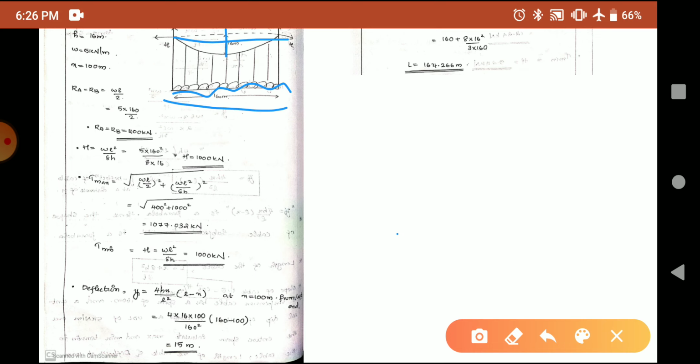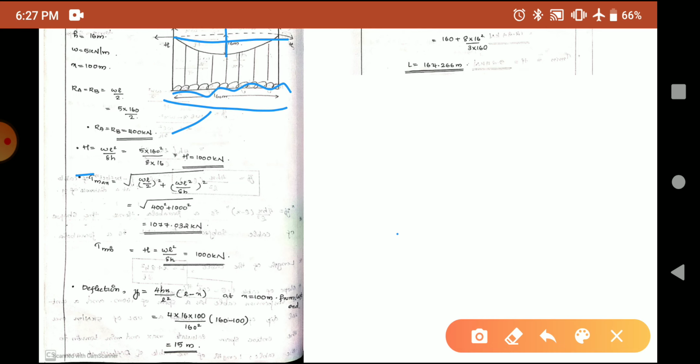Okay, so we first wrote down the given factors, and we'll start the problem by first finding out the reactions and the horizontal thrust. So what was the equation for reactions Ra and Rb? We can write it as WL by 2. W and L are given as 5 and 160. Substituting those values, the value of Ra and Rb is found as 400 kilonewton. Now, horizontal thrust, what was the formula? WL square by 8H. So 5 into 160 square by 8 into 16, you find the value of H.